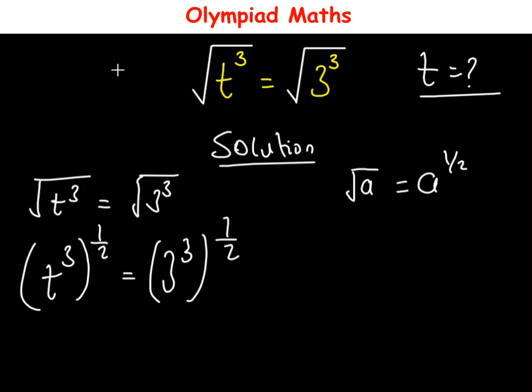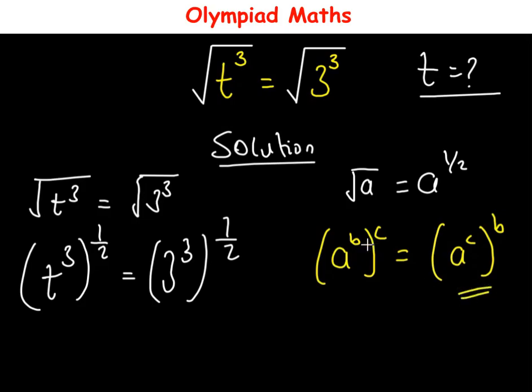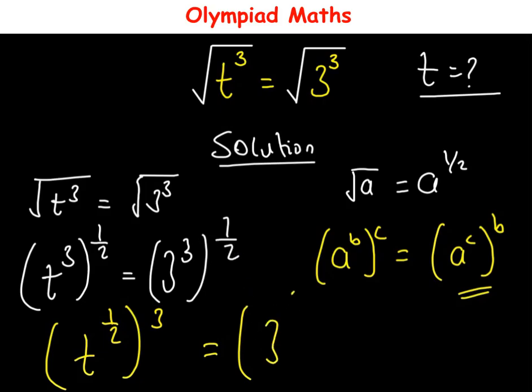Okay? And from here, we are going to apply this rule that if you have a raised to power b, then power of c, this is also equal to, in bracket, a raised to power c, power of b. So if you switch the powers, nothing will affect the value. So right here, we are going to bring half inside and then move 3 outside. So this becomes, in bracket, t raised to power half, then all power of 3 is equal to 3 raised to power half, then all raised to power 3.